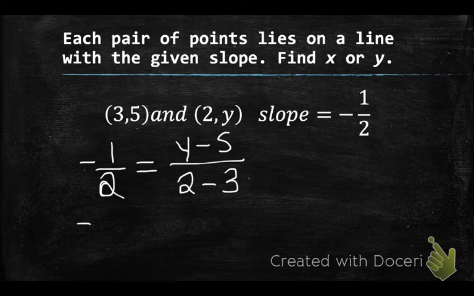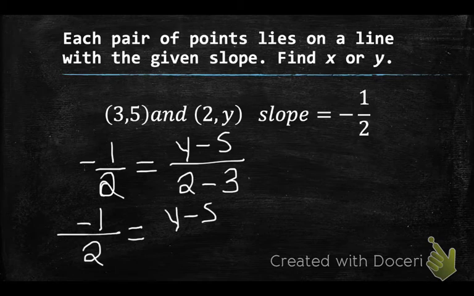So negative. When you have a -1/2, that means one of them is negative. Either the 1 is negative or the 2 is negative. It doesn't matter. So I'm going to put it onto one of the numbers so that when I do my proportion, I don't get confused. So I'm going to say -1 over 2 equals y minus 5 over -1.